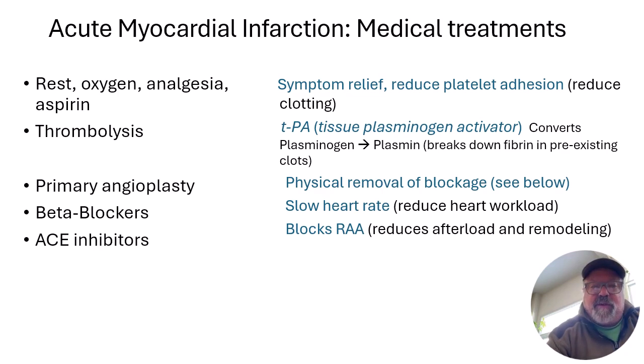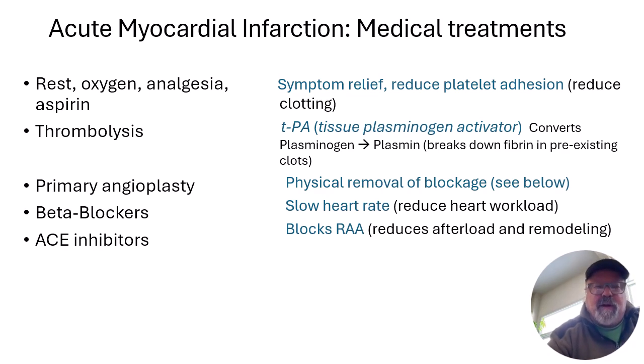In severe cases where it's clear that there's a clot that may be blocking larger parts of the coronary circulation, thrombolysis is a consideration. This is the lysis of those clots using TPA, tissue plasminogen activator, which converts plasminogen to plasmin and breaks down fibrin in pre-existing clots. So in this way, you can hopefully restore normal blood flow to the tissue that is being blocked by larger clots.